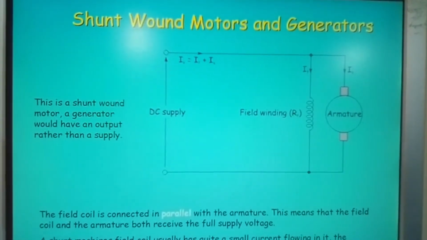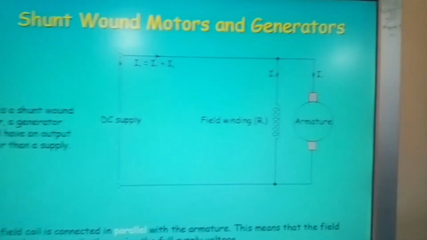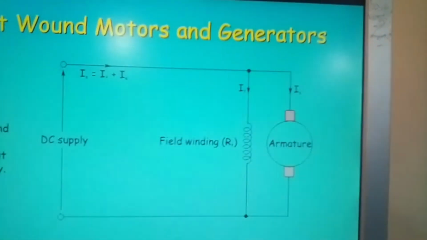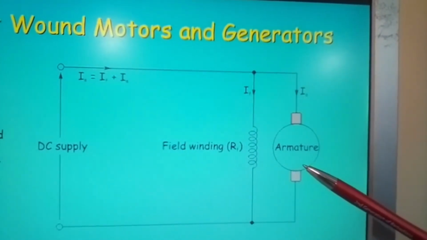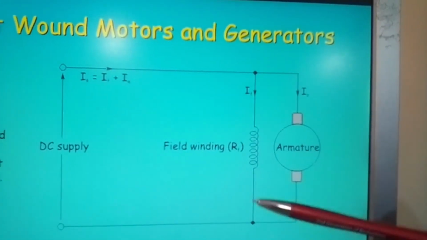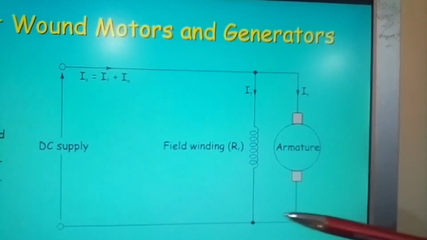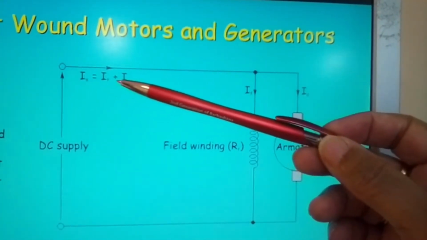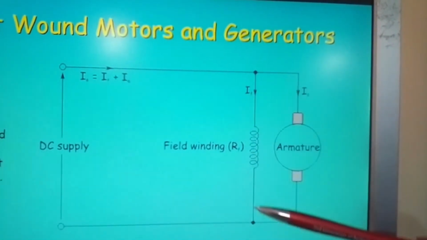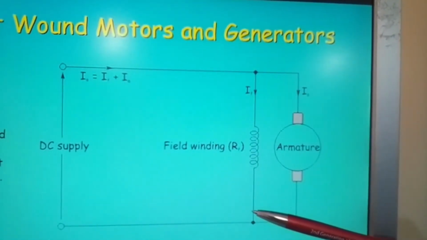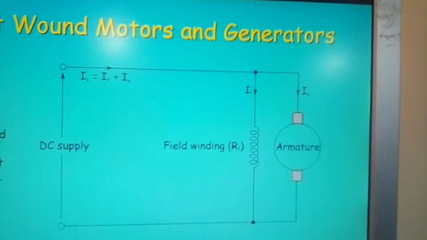Now here we have shunt wound motors and generators, and again, let's look at this in full. Here we have our field windings in parallel with the armature. So again, the current here is different. The field is going to take its own current, and the current in the armature will also be of its own. But again, here the source current equals IF plus IA. The only difference here is that the voltage across your field will be the same voltage across your armature.